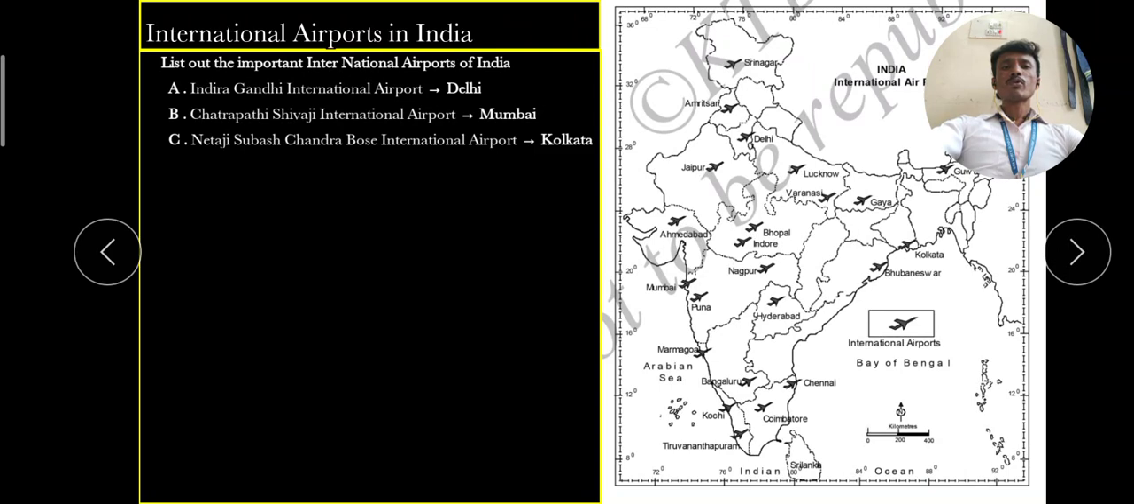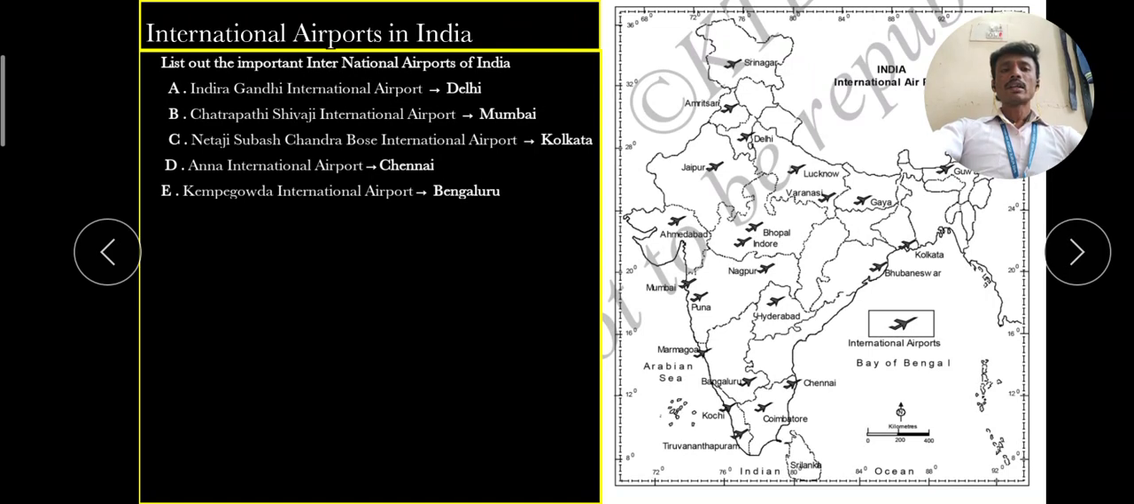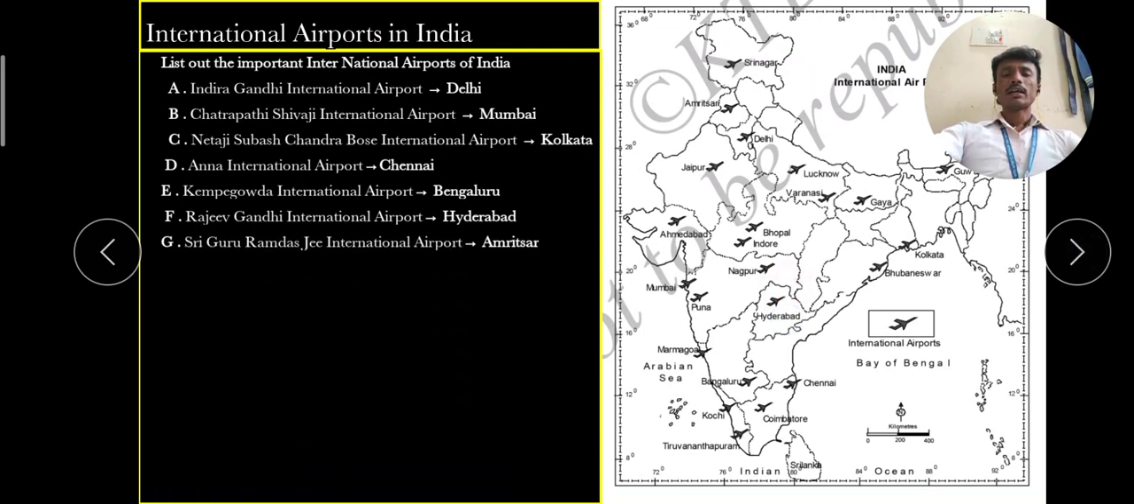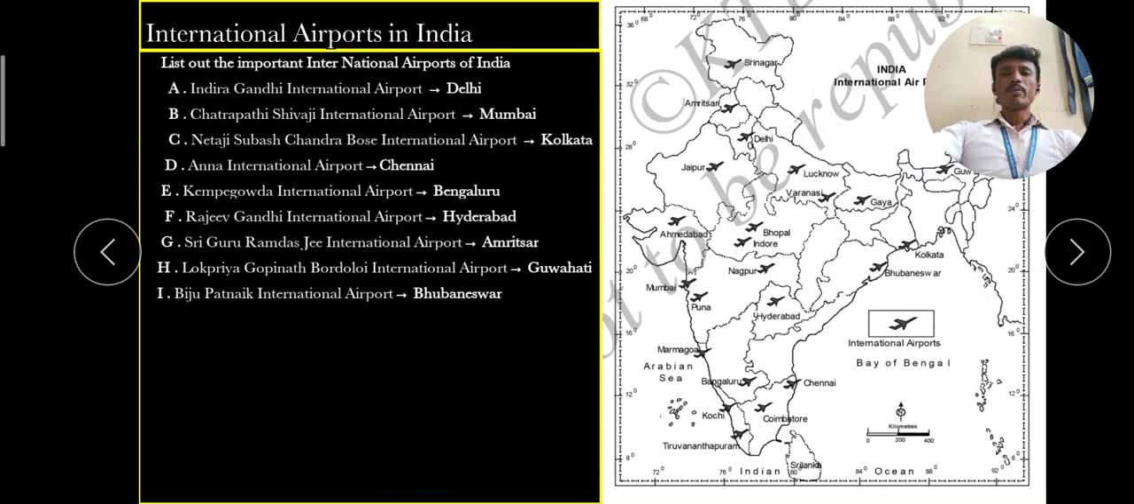Netaji Subhash Chandra Bose International Airport, Kolkata. And Anna International Airport, Chennai. Then Kempegowda International Airport, Bangalore. Rajiv Gandhi International Airport, Hyderabad. And Sri Guru Ramdas Ji International Airport, Amritsar. And Lokapriya Gopinath Bordoloi International Airport, this is Guwahati. And Biju Patnaik International Airport, Bhubaneswar.